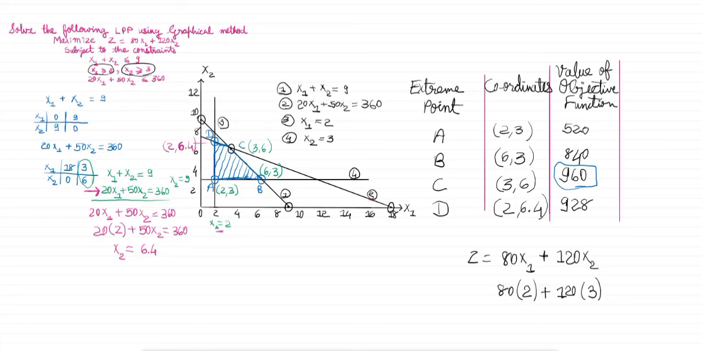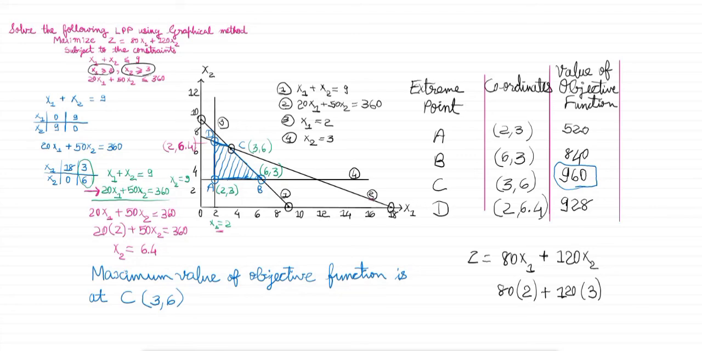Hence we have got our x1 and x2 as well as the maximum value of z. So we'll write this as: maximum value of the objective function is 960 and it occurs at the point C, which is 3, 6. That is, here my x1 will be equal to 3 and x2 will be equal to 6. So this is how you can solve the linear programming problem using the graphical method.